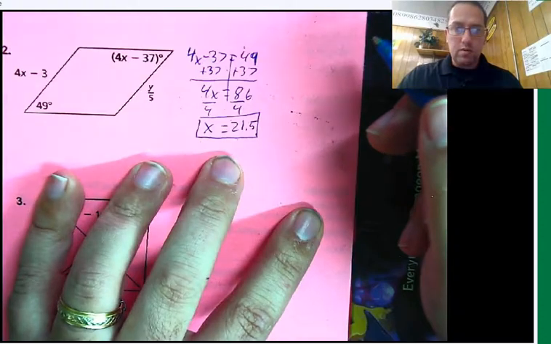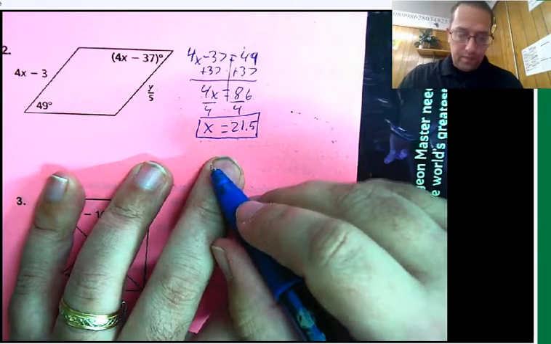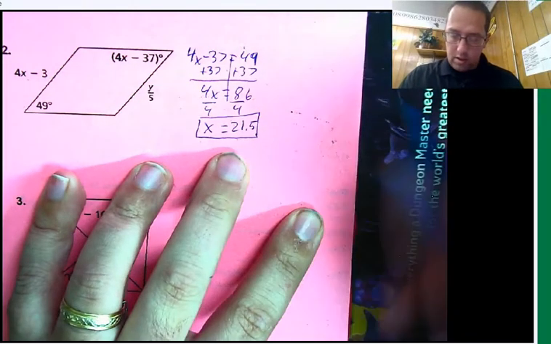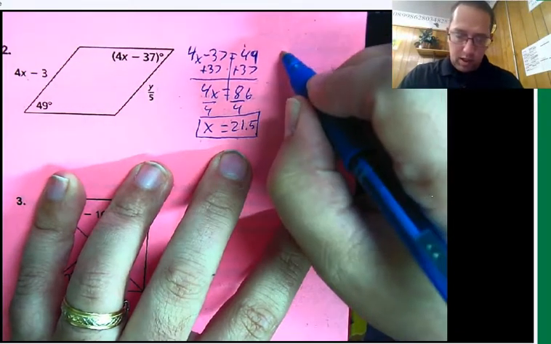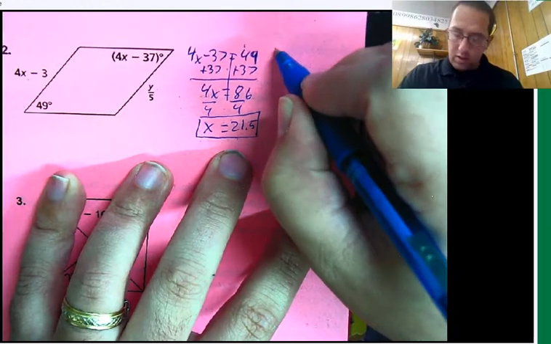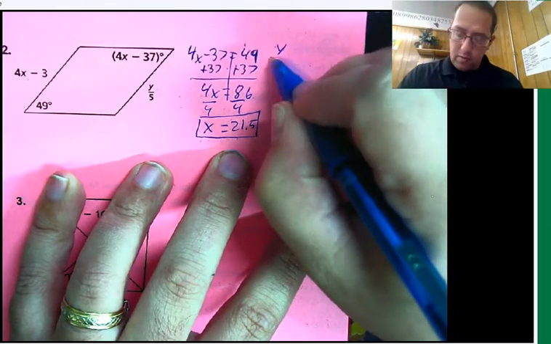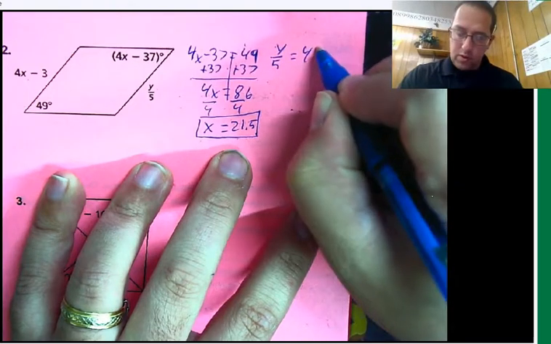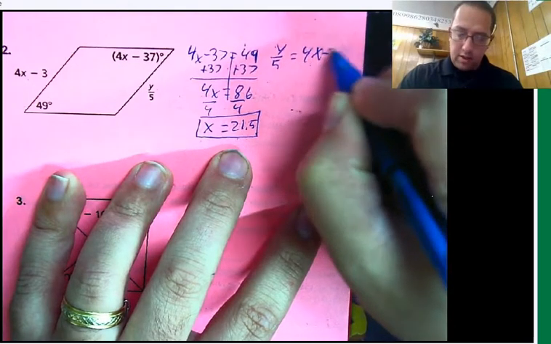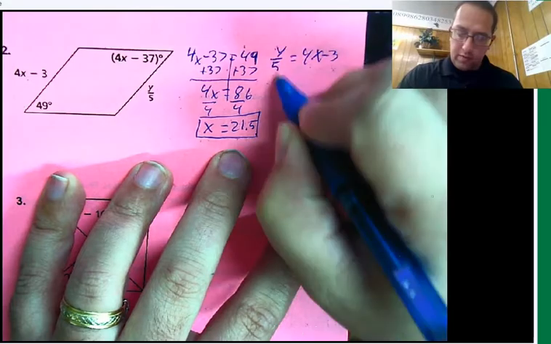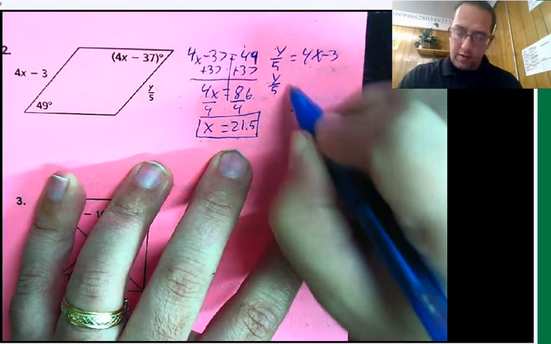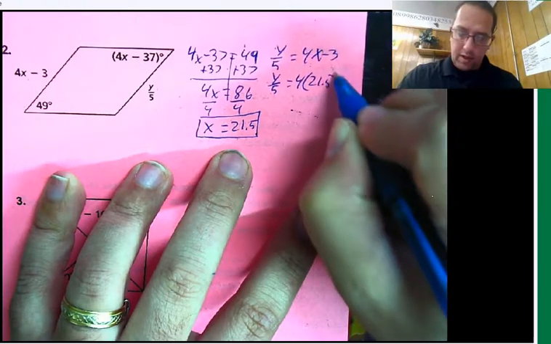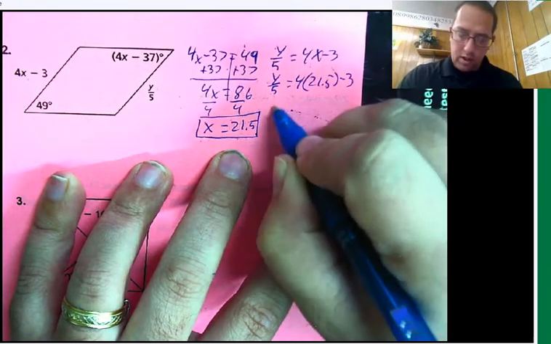Okay, so let's see what we do here. Now I know x, so I can plug x in right there. So we need to solve for y, so I'll put y in the front. Y divided by 5 equals 4 times x minus 3. And I know that x is 21.5. So y over 5 equals 4 times 21.5 minus 3.